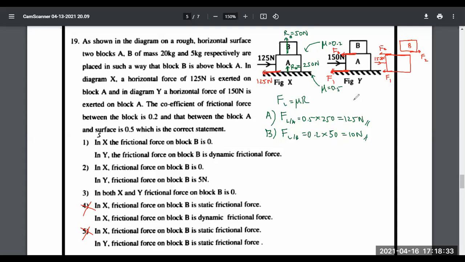So what do you think is the answer there? This is wrong. Third is definitely wrong. In Y, the frictional force on block B is dynamic frictional force. So if we move now, what do you think will happen to B? There is a coefficient of friction. Now, if 150 Newton is exerted.